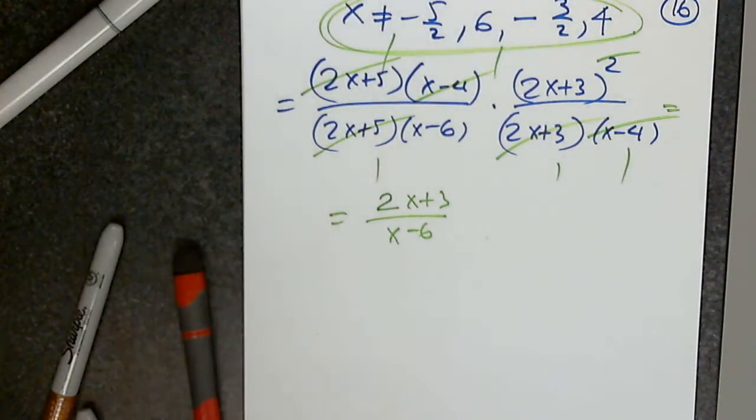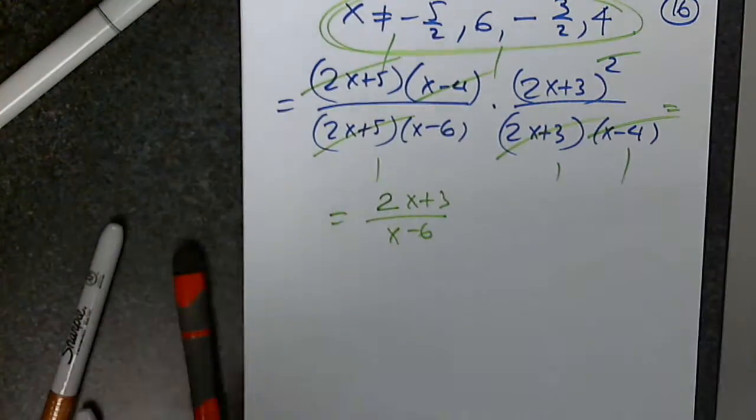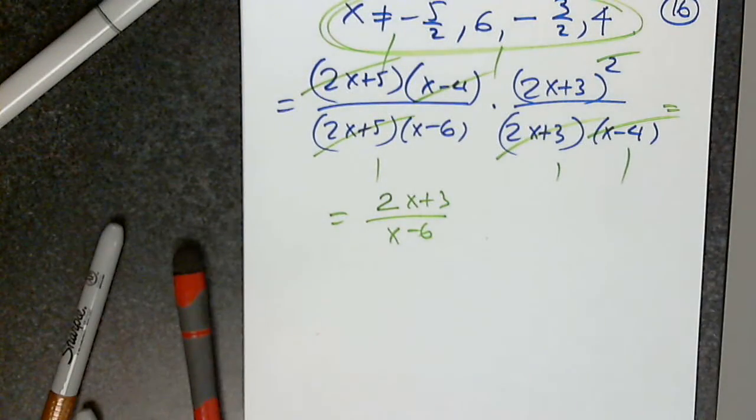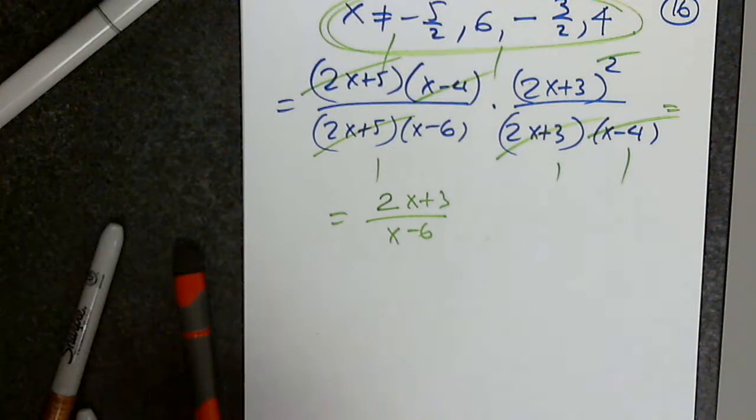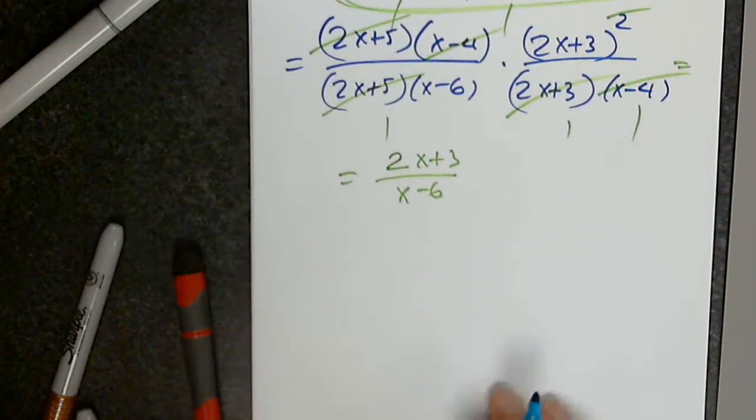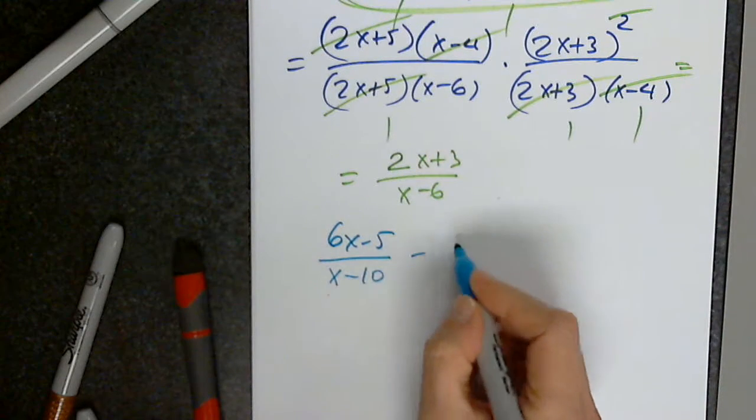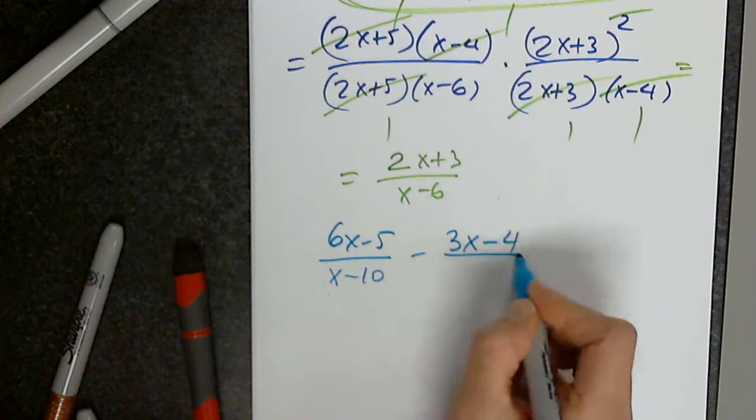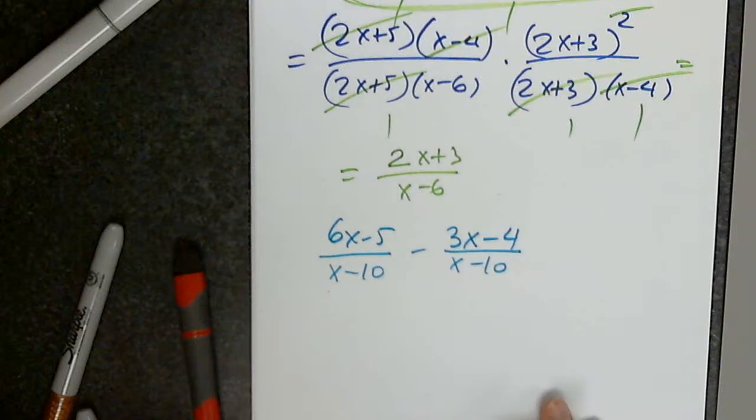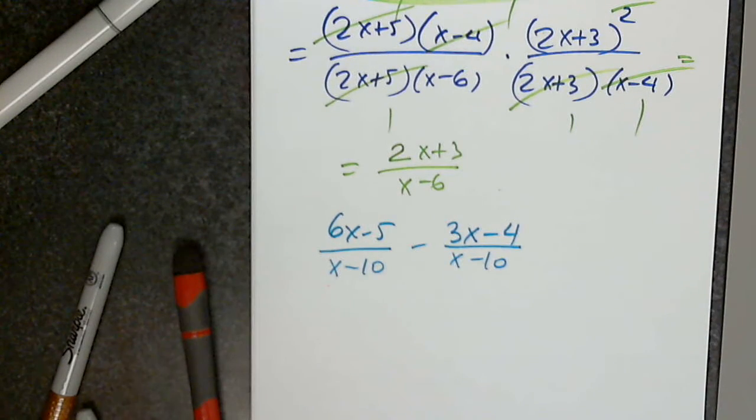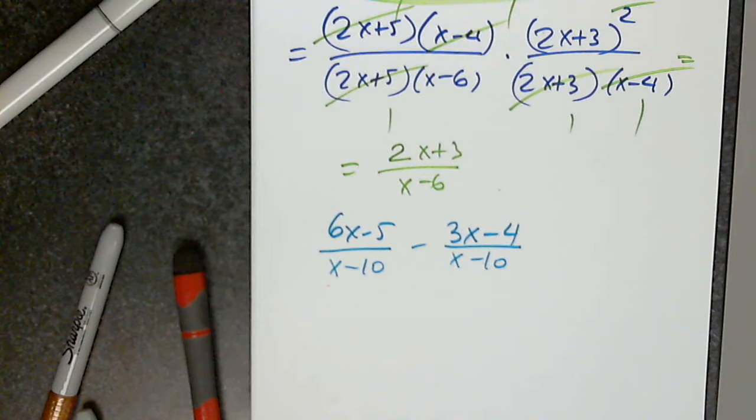So the first step is when the denominators are the same. And that is not a difficult situation. So let's look at 6x minus 5 over x minus 10 minus 3x minus 4 over x minus 10.